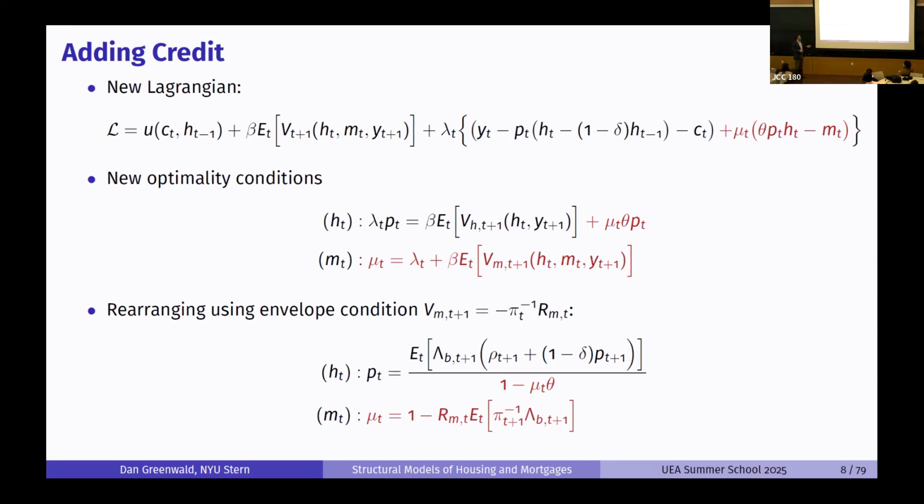So what do the optimality conditions look like now? Well, now we have the housing one that's going to look basically pretty similar to before, except that now you're going to have this term here, which is coming from the LTV constraint.